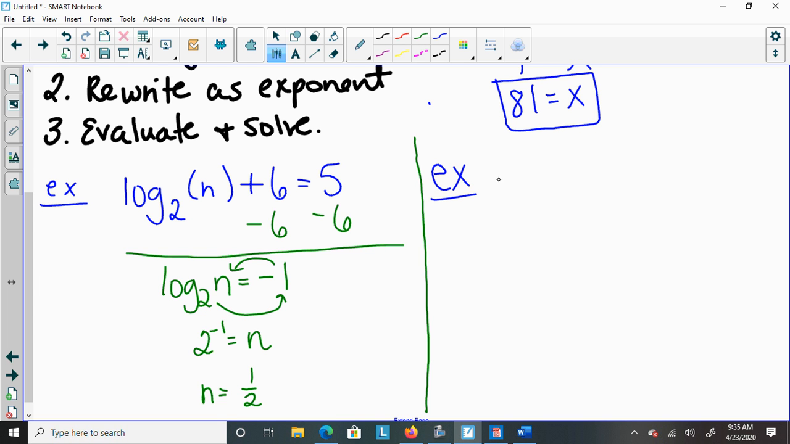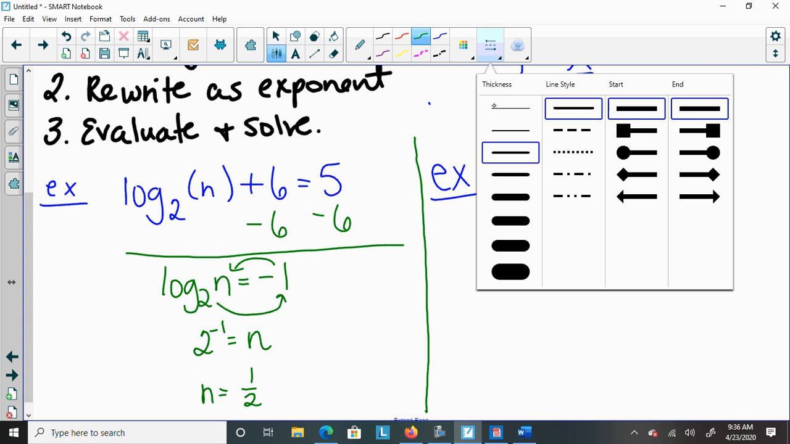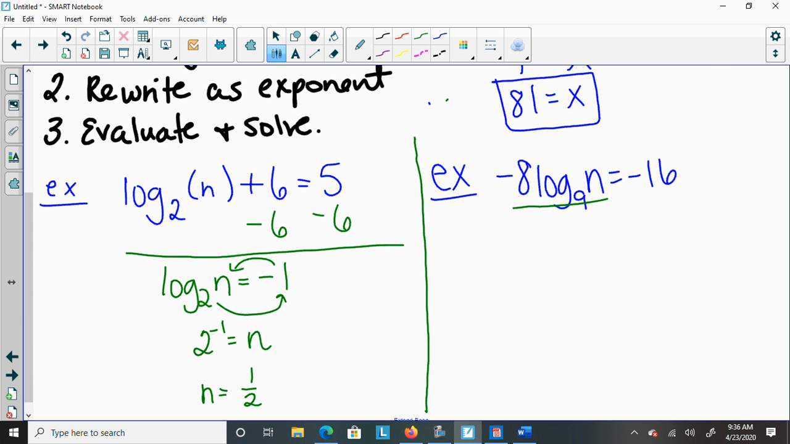All right. So here's one that we're going to have to, oh, we actually have two log ones left. Sorry, I lied. We have to do something first before we can do the others. So here we go. Let's say I had negative 8 log base 9 of n is equal to negative 16. If you look at this, the log's not by itself. We have negative 8 in the front, so it's negative 8 times log. To get rid of something that's multiplied, we know that we're going to have to divide. So we're going to divide both sides by negative 8.